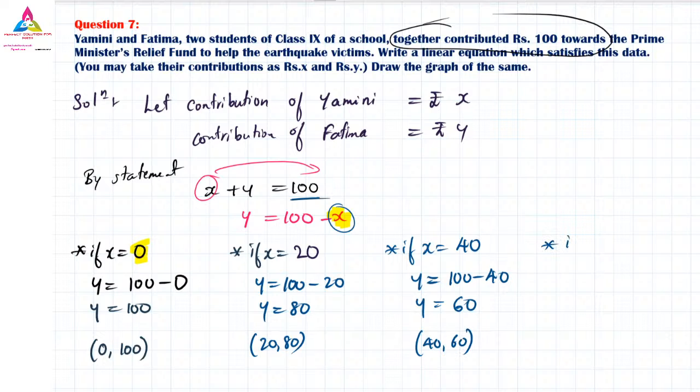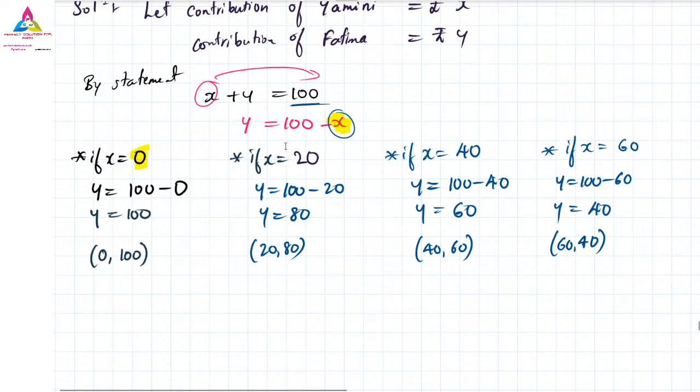And lastly, directly we will go for x equal to 60, because we have taken a 20 difference. So y is equal to 100 minus 60. So it will be 40. So x is 60 and y is 40. So you can see, like this way we are going to get the values. Okay, so these values we have to put in a table. That is most important. Table is most important. So write it in a table.